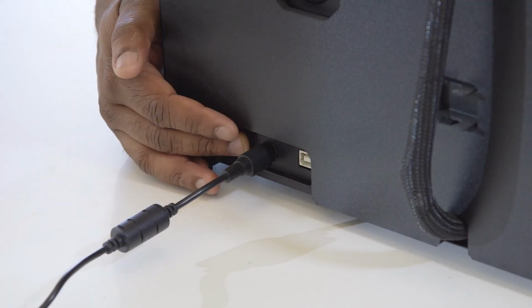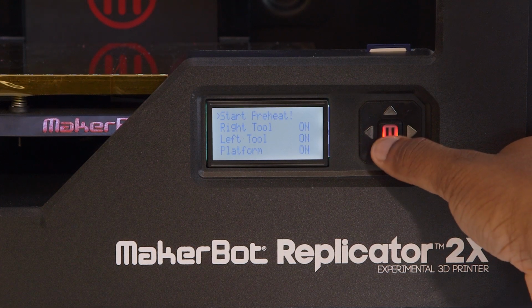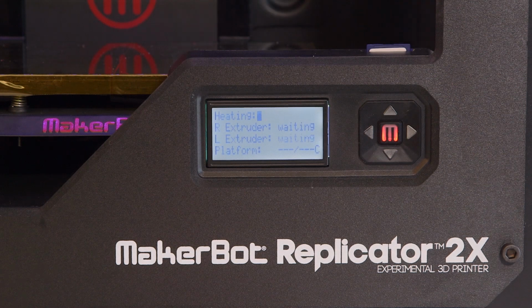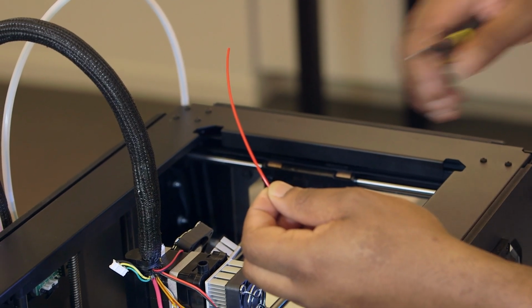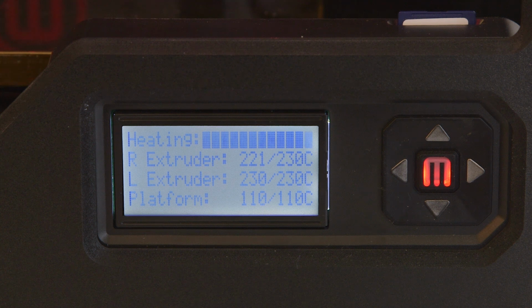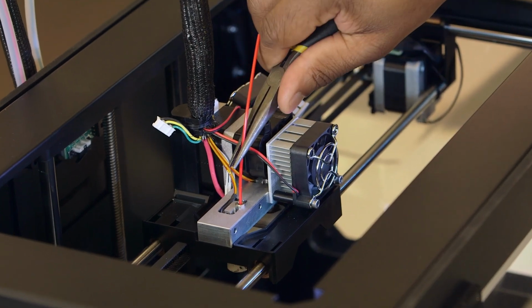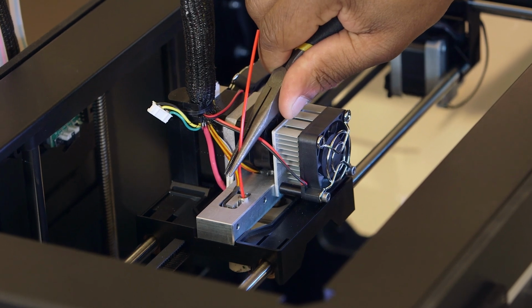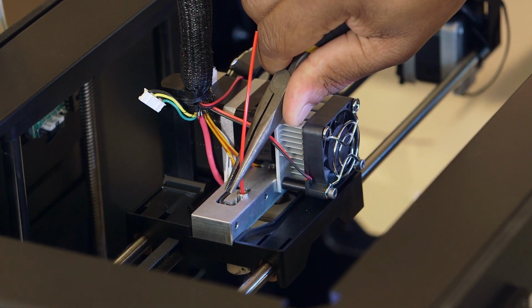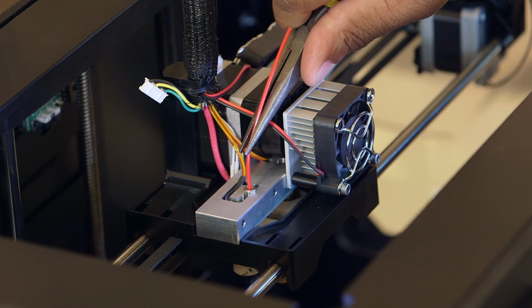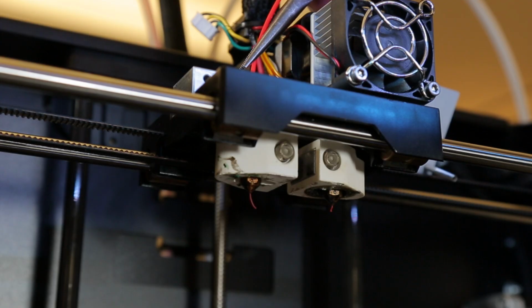Turn the MakerBot Replicator 2X on and preheat the affected extruder. While it's heating up, cut a short piece of filament. And once your extruder reaches 230 degrees Celsius, grasp the filament with pliers and push it through the thermal barrier tube. You can use some force at this point, but be careful as the extruder is very hot.